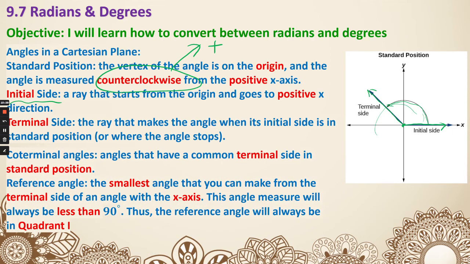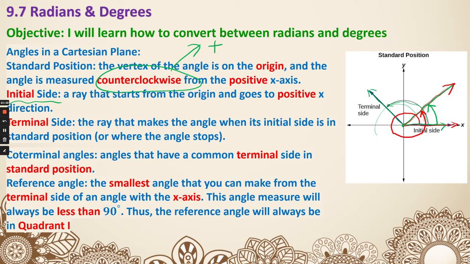Then we have something called coterminal angles. And here's what it means. For example, let's say we have this angle right here. But what if I have another angle that has the same initial side, so also starting from the positive x-axis, and it's going to have the same terminal side, but it's not exactly the same angle. For example, if I just turn this much, keep turning, and then I stop right there, you can see the terminal side is still the same, but they are clearly not the same angle. So coterminal angles are angles that have a common terminal side in standard position.